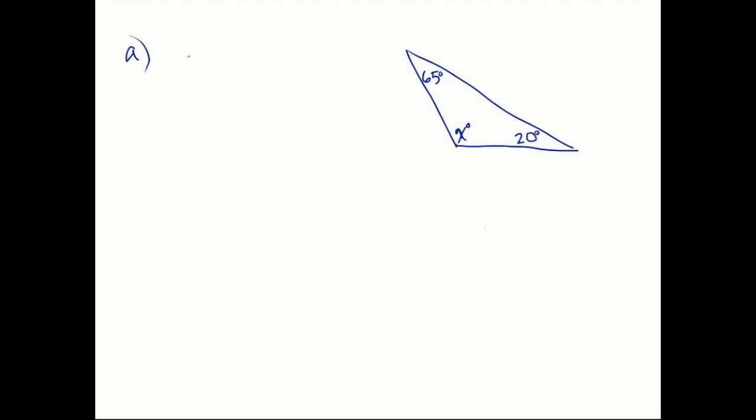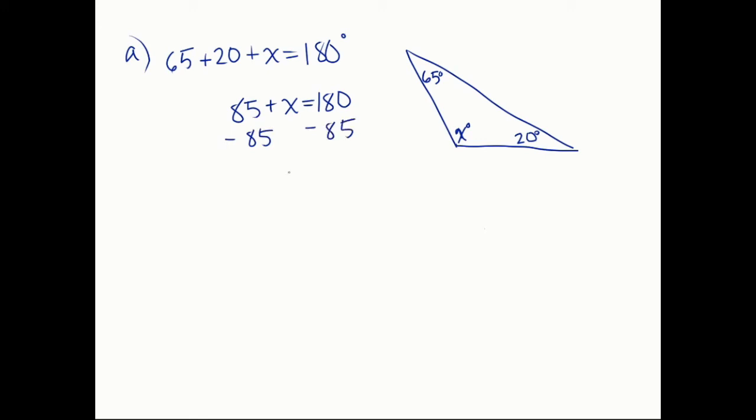Okay, let's put the triangle sum theorem into action. So we know that the 3 angles in this triangle have to add up to 180 degrees. We're trying to find x. So I'm going to start by saying 65 plus 20 plus x must equal 180 degrees. Well, 65 plus 20 is 85, plus x equals 180. I'm going to subtract 85 from both sides, and I find that x equals 95 degrees.